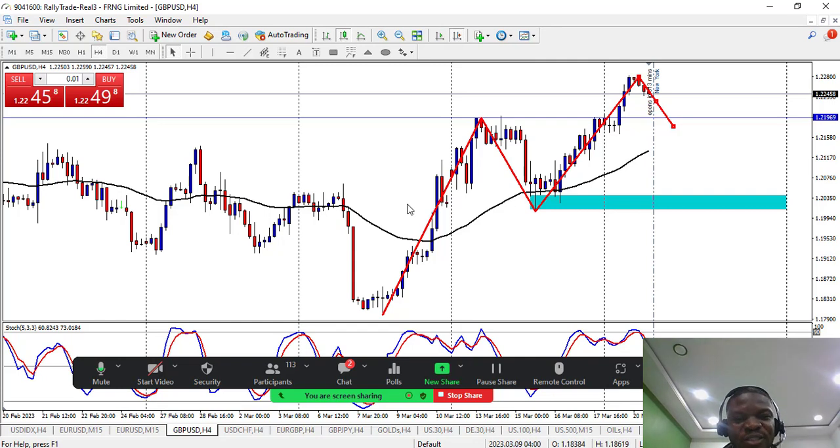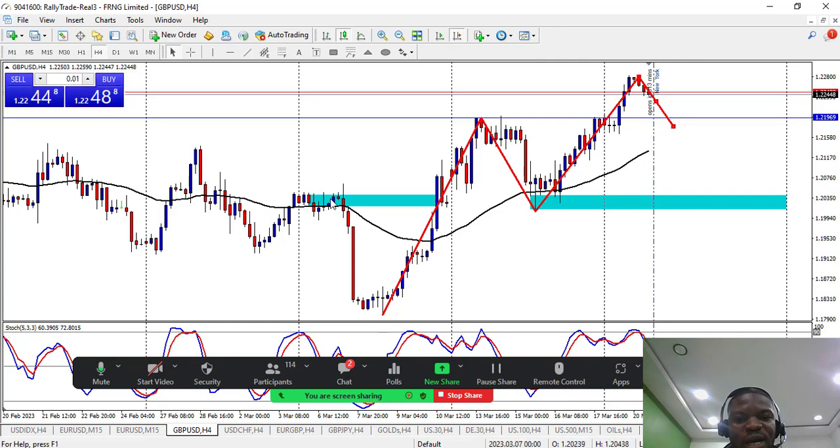Because once a structural level is broken, like we have this level that was taken out, it was because this level was taken out that we started riding the upward trend. If this level was not taken out, we're still on a downward trend. What do I mean? This is a high, this is a lower high. But guess what?